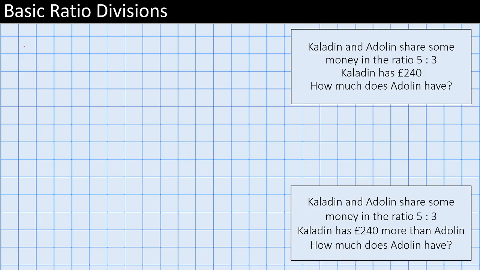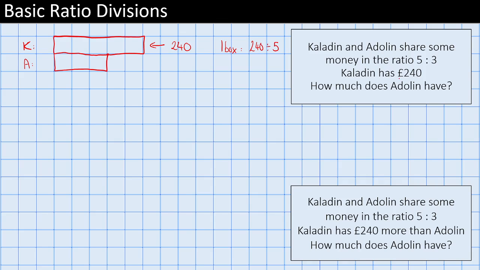Now, if your understanding of ratio isn't as awesome as it might be, what you can do, and what I sometimes encourage people to do, is to think about this in terms of boxes. Okay, we've got one person that has 5 and another person that has 3. Okay, we've said that this person at the top has got £240. And they've got 5 boxes to split that up into. So to find out what one box would be, I would have to do 240 divided by 5.